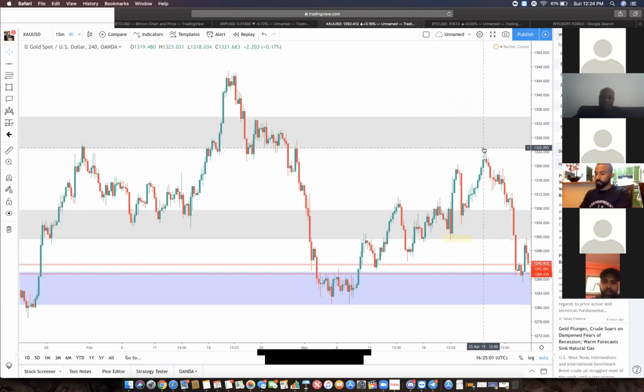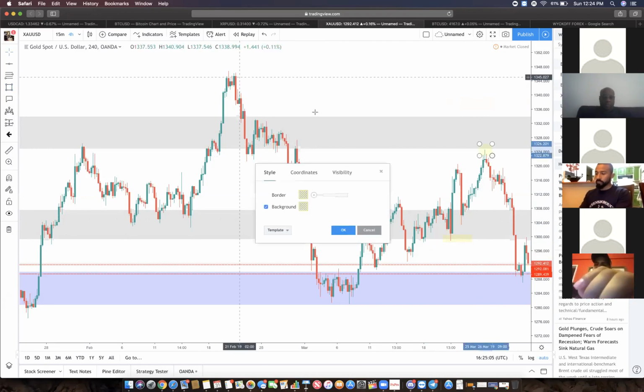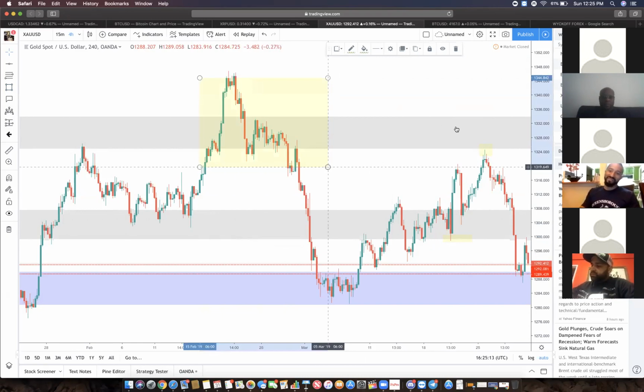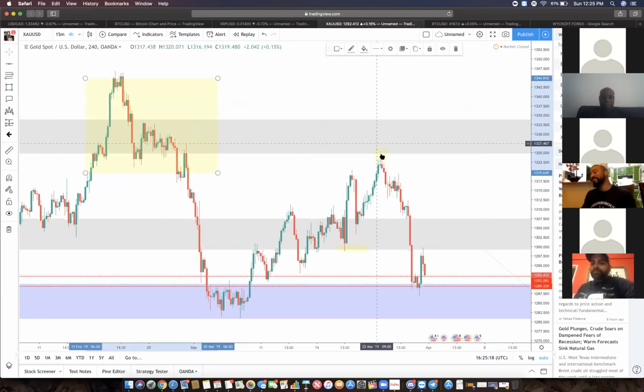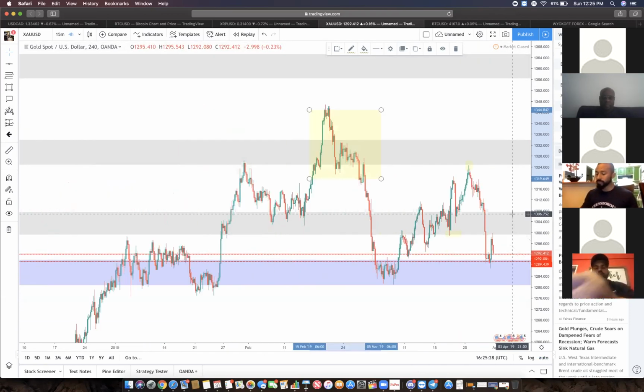Why? Because all this was the retest of this fake out over here. You see it? See the fake out here? And then the retest here? What was the market's reaction after that? High volume drop here. Lots of move down. So I would love to see gold continue dropping.